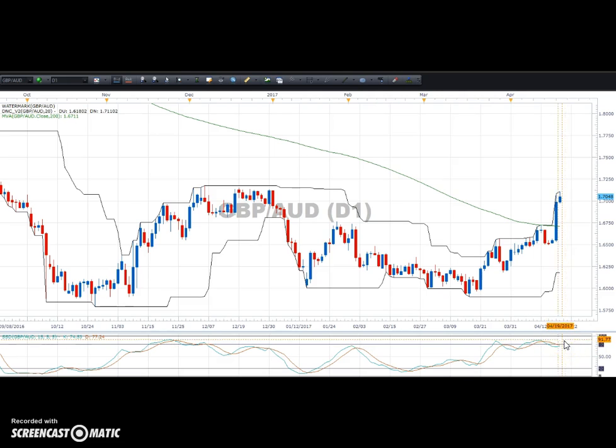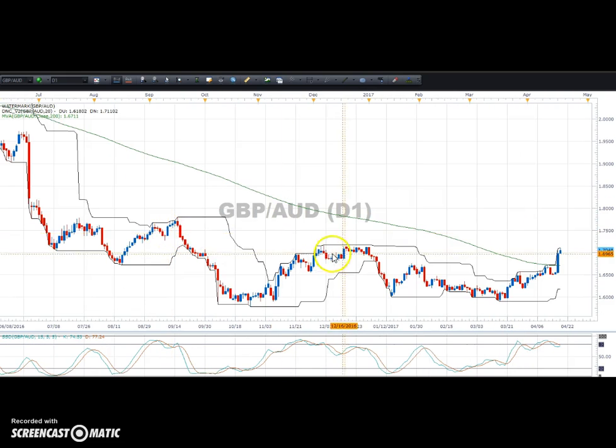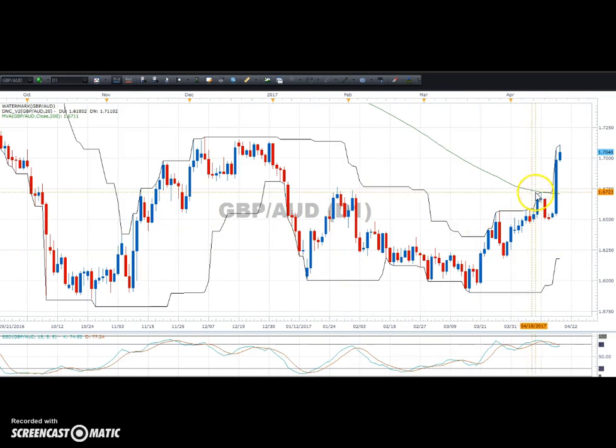indicating bullish momentum. And what we can see also, this is a 200 period SMA, simple moving average, that we have here. And for the first time again in quite a while, this pair has now broken above, on the daily chart, the 200 period moving average, which indicates bullish momentum again is favored.